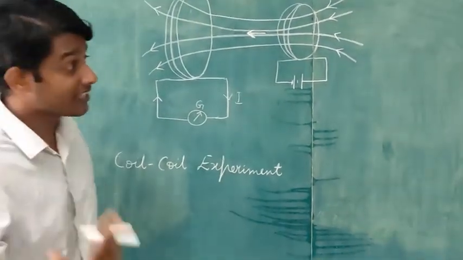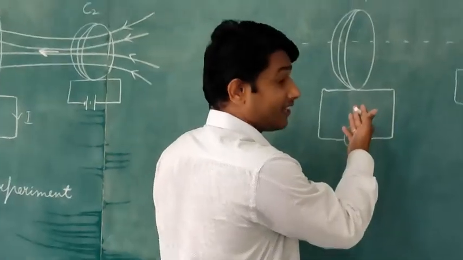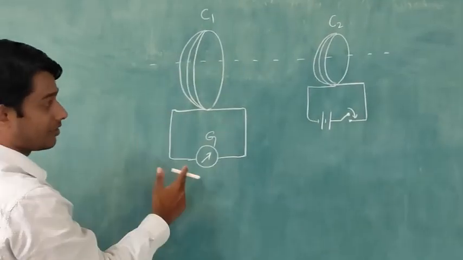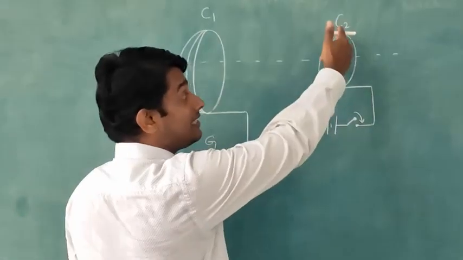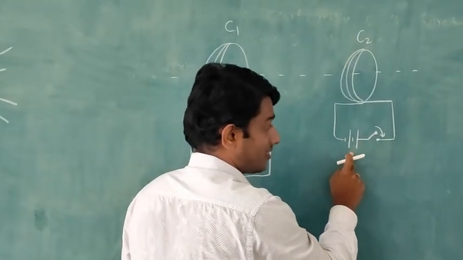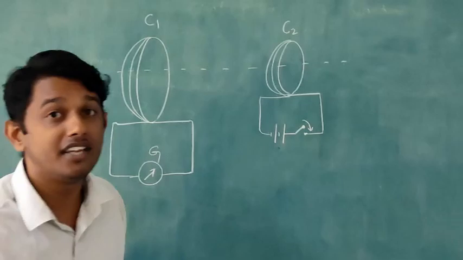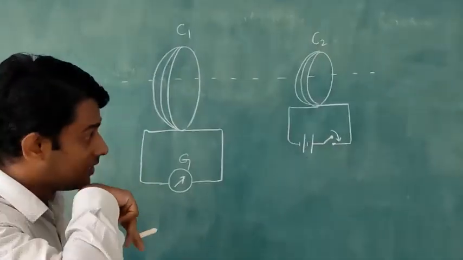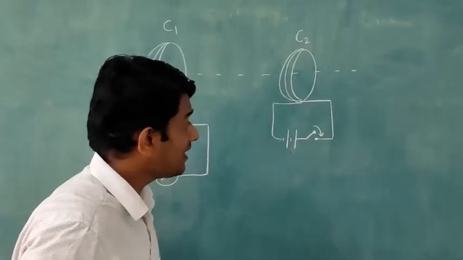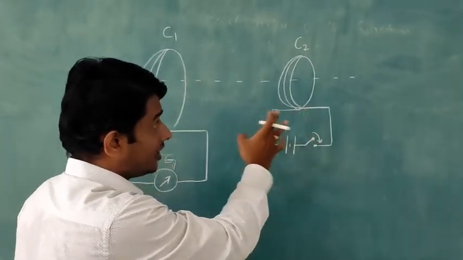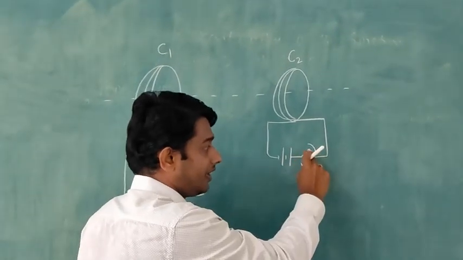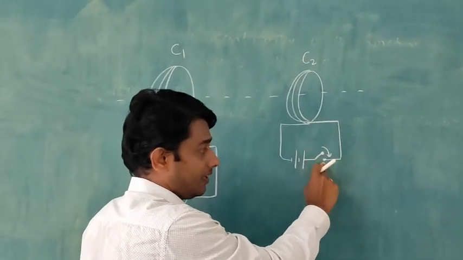In the next experiment, we again have two coils, C1 and C2. C1 is connected to the galvanometer and the coil C2 is connected to the battery as well as a tapping key. This is a tapping key, just like a switch. Here he didn't move any coil, but what he did was, he pressed the tapping key.